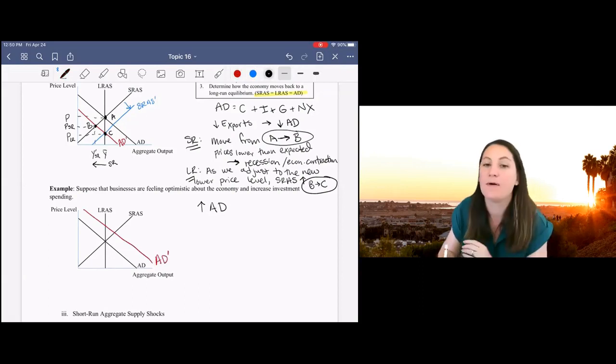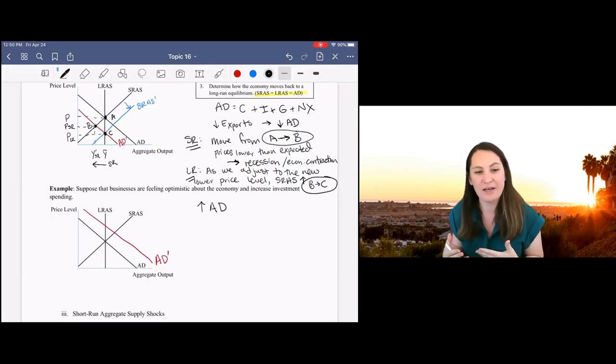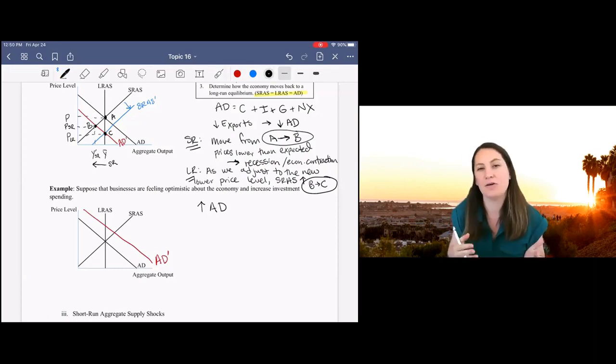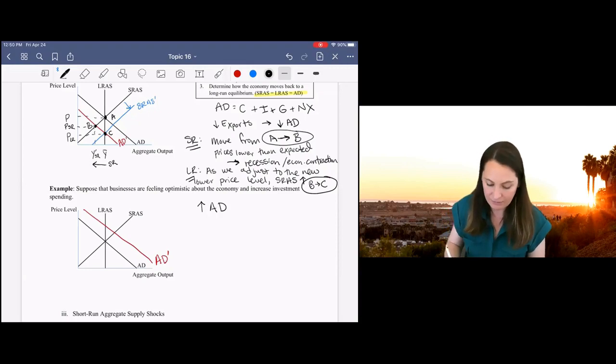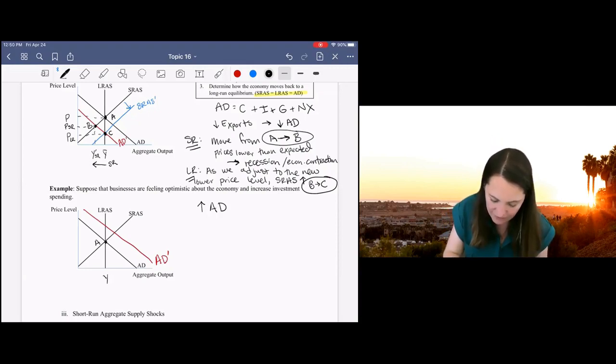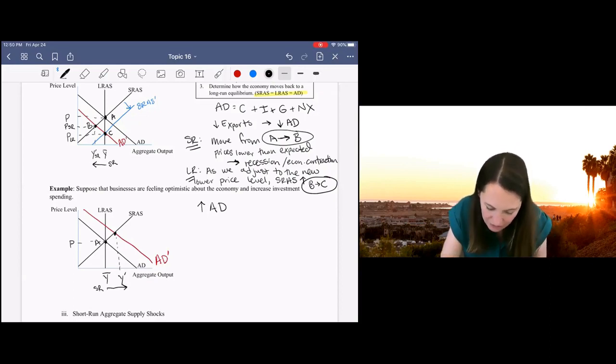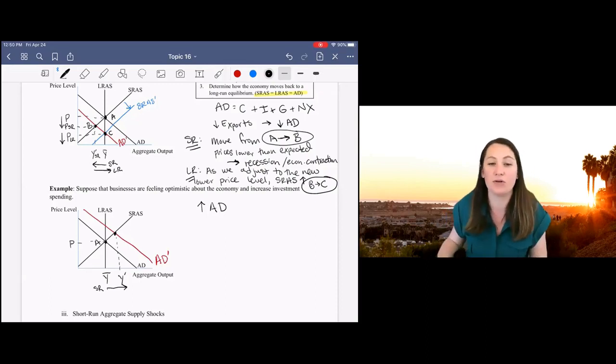And now we want to say what's going to happen as a result of this aggregate demand shock in the short run, and then how do we return to a long run equilibrium. So in the short run, this is our initial equilibrium point, A. I should just label here what's happening, short run, long run changes. Okay, I'm going to have an increase in output in the short run.